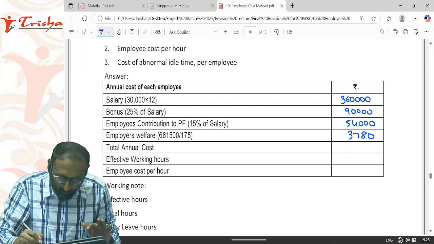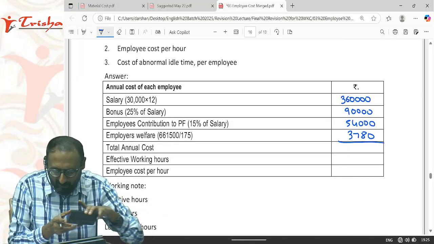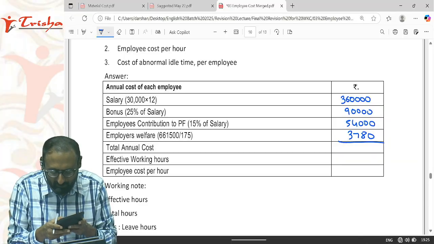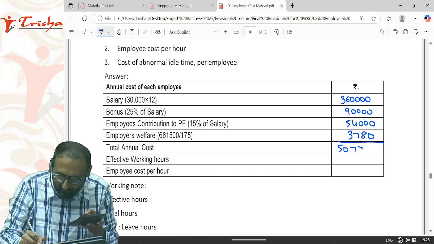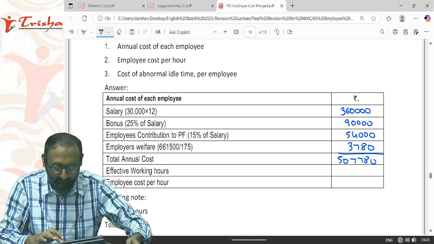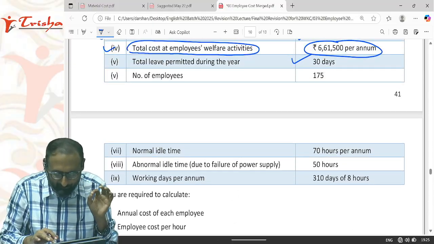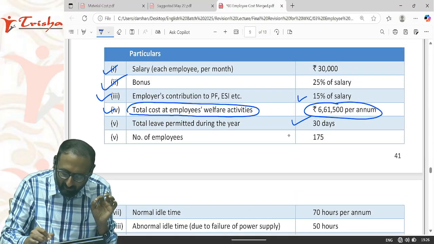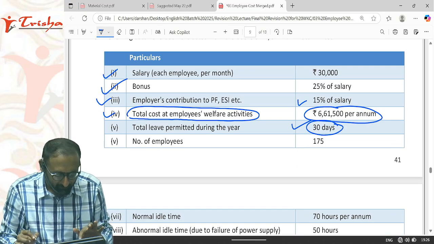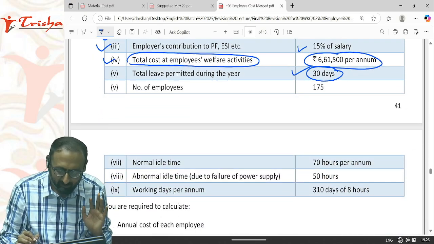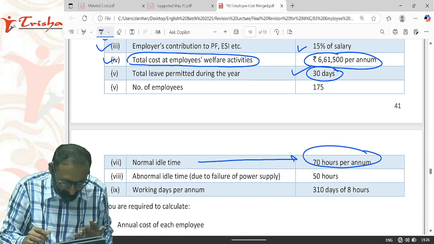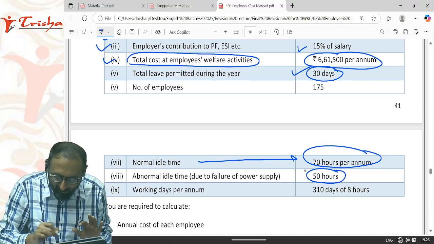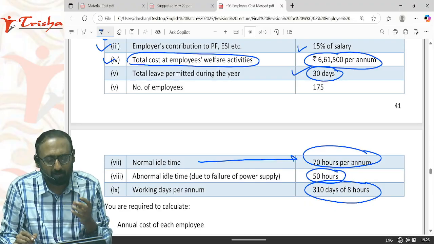Then total annual cost, I will take 54,000 plus 90,000 plus 3,60,000. Is it 5,07,780? Correct, guys? Now check in the question: leave permitted is 30 days, normal idle time is 70 hours, abnormal idle time is 50 hours, and working days per annum are 310 into 8 hours.